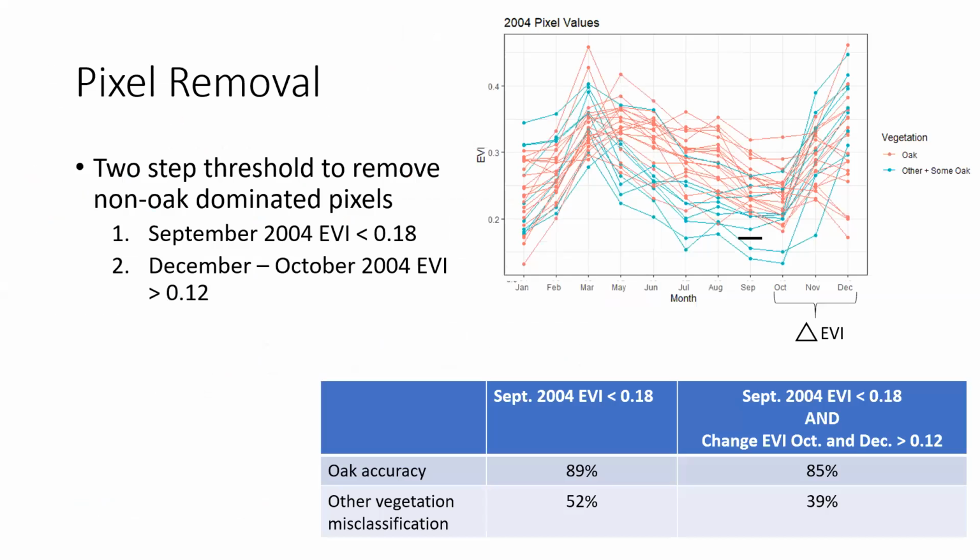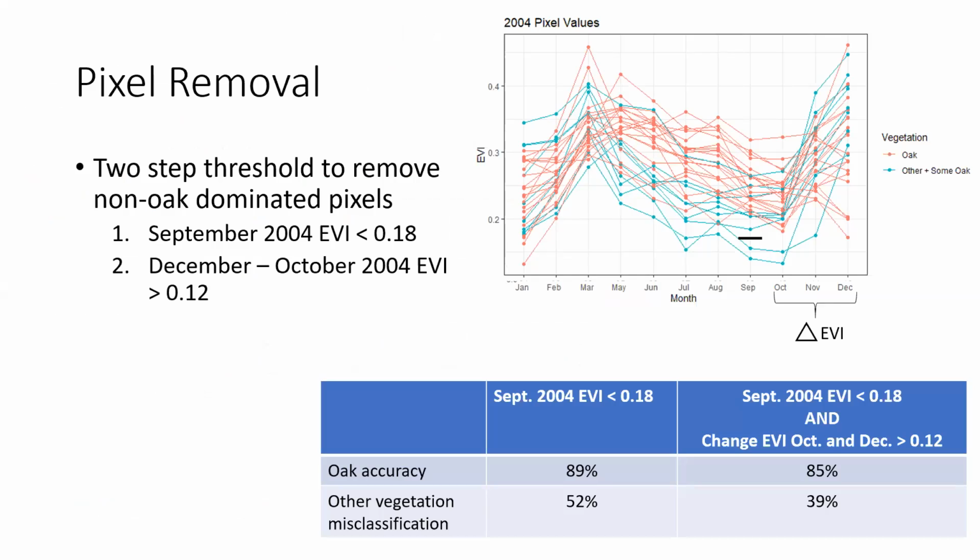A two-step threshold was used to remove non-oak dominated pixels, which were pixels with less than 50% oaks. This resulted in a slightly lower oak classification accuracy from 89% to 85%, but greatly reduced the misclassification of other vegetation as oaks from 52% to just 39%.